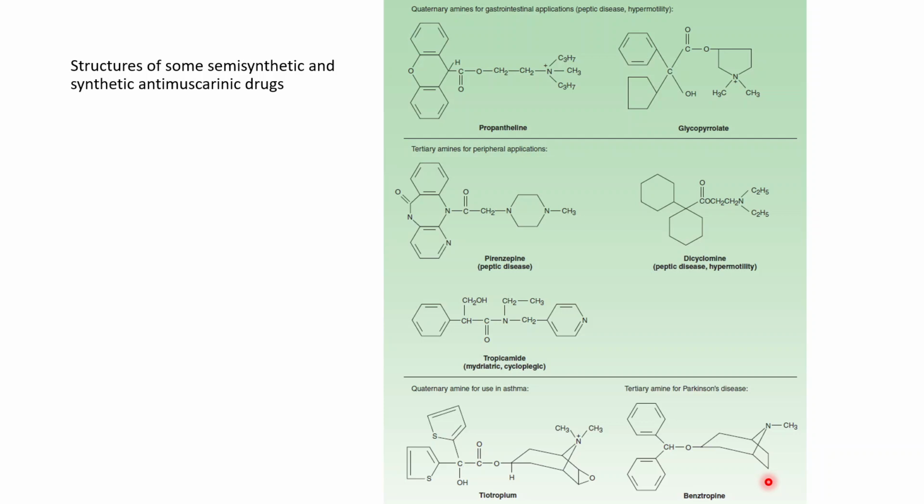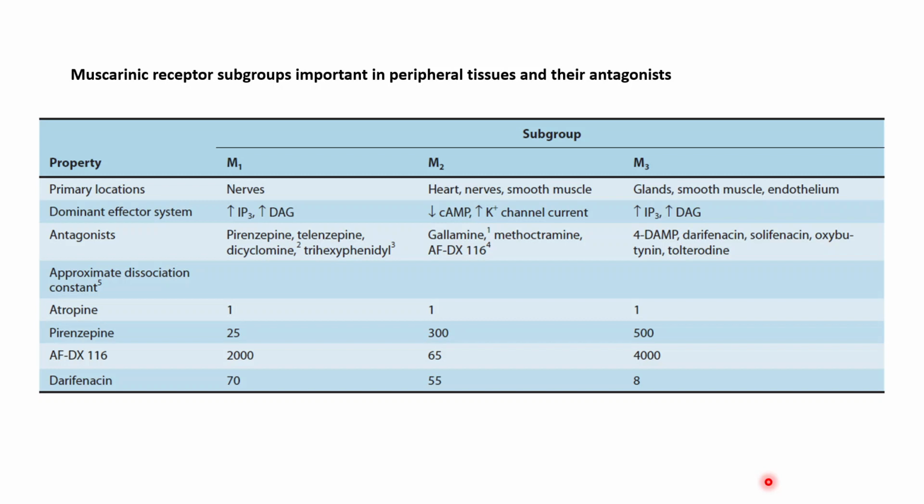Muscarinic blocking drugs are inverse agonists, and the inverse agonists include atropine, benzodiazepine, dihexyphenidal, ipratropium, and glycopyrrolate, and also scopolamine.